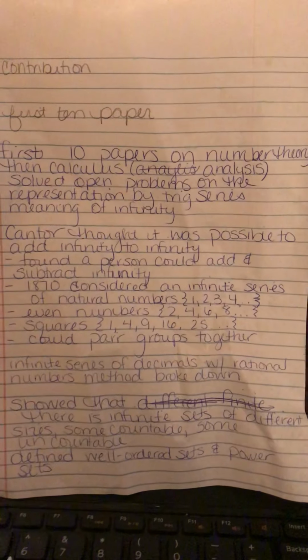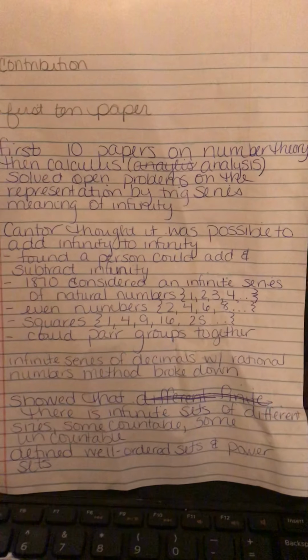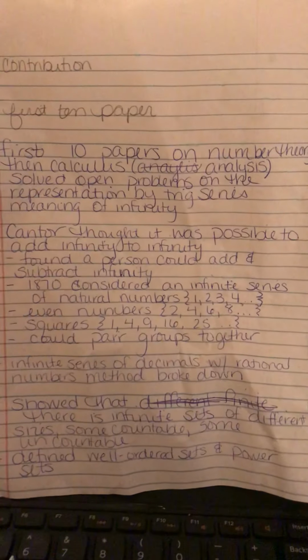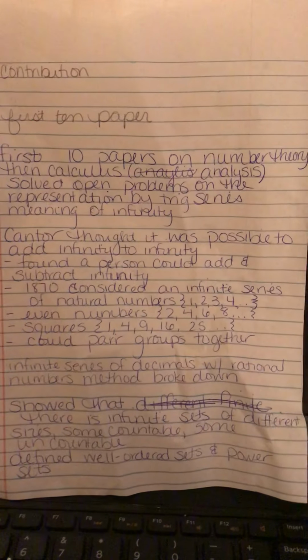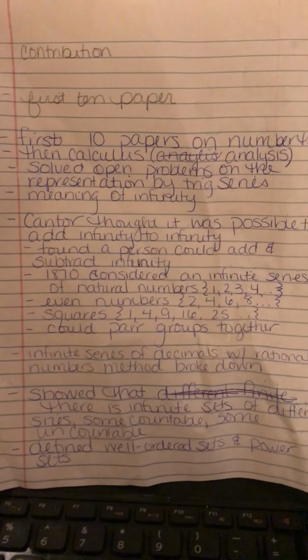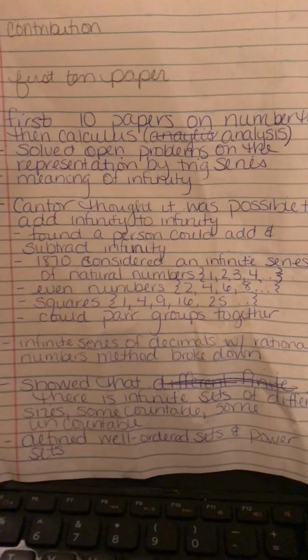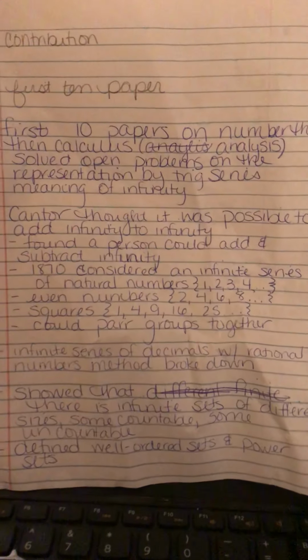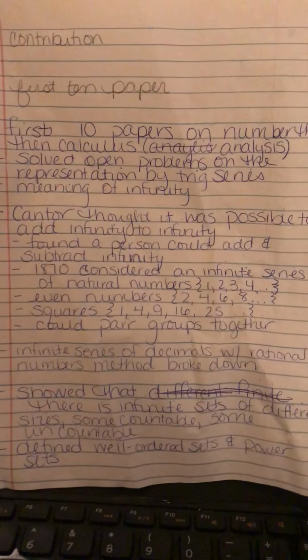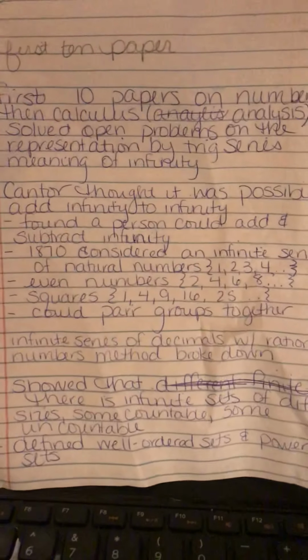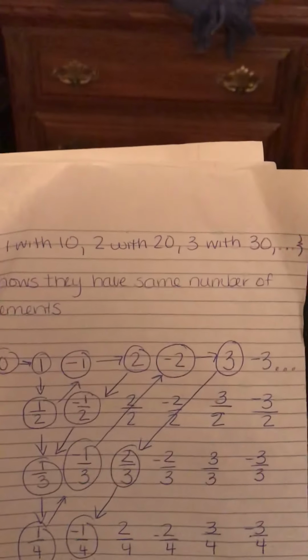In 1870, he considered an infinite series of natural numbers, which he called 1, 2, 3, 4, and so forth. The even numbers were 2, 4, 6, 8, and so on. Squares were 1, 4, 9, 16, and 25, and so forth. And he thought about pairing these numbers together. So one of the examples of pairing the numbers together was this one here at the top.